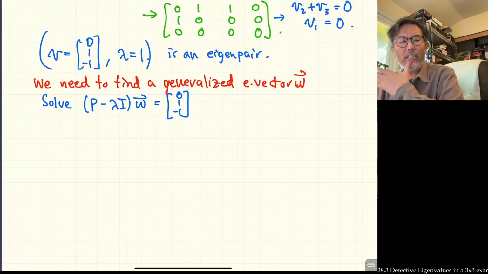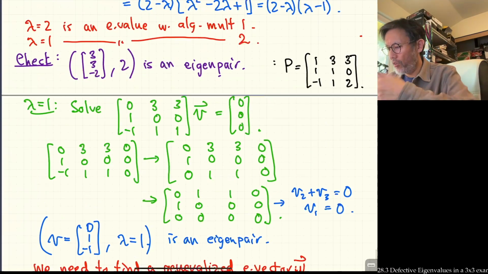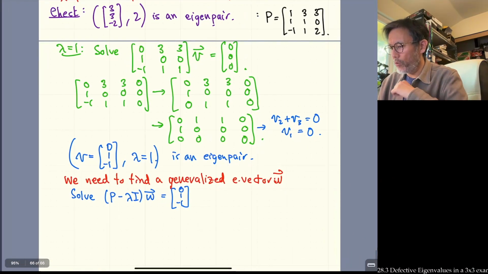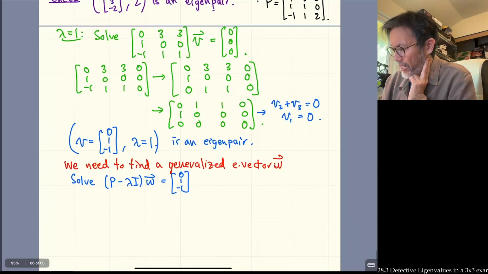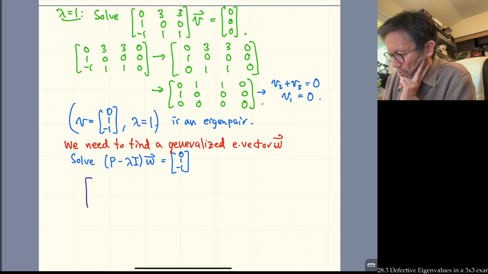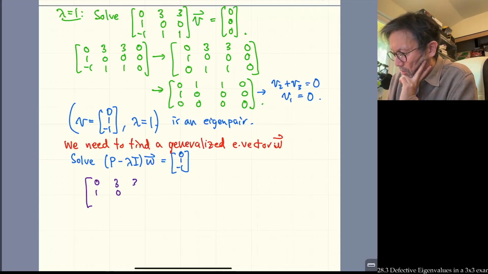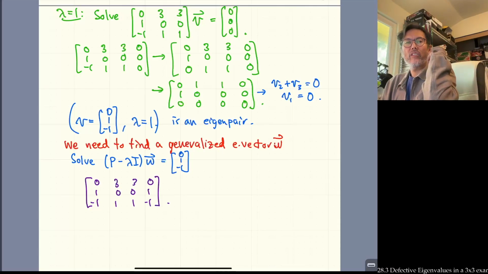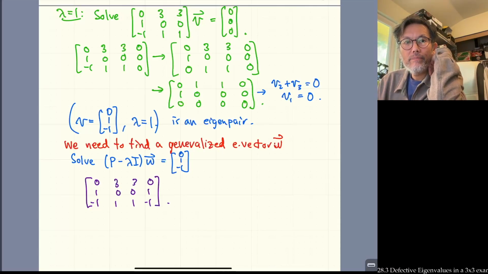What was lambda again? It's 1. So I'm going to put in lambda equal to 1 again, and what I get is the augmented matrix. It's just this one: 0, 3, 3, 1, 0, 0, negative 1, 1, 1. But now I'm going to augment with 0, 1, negative 1, and I want to solve this system now. Okay?